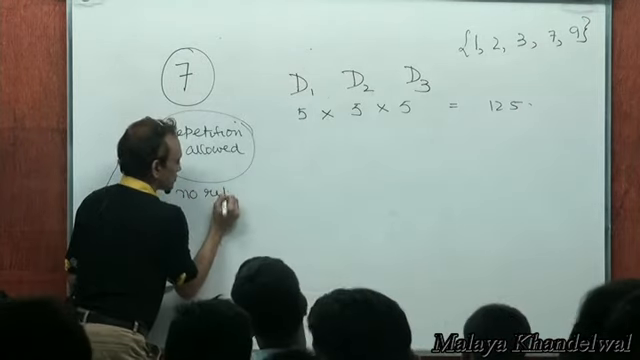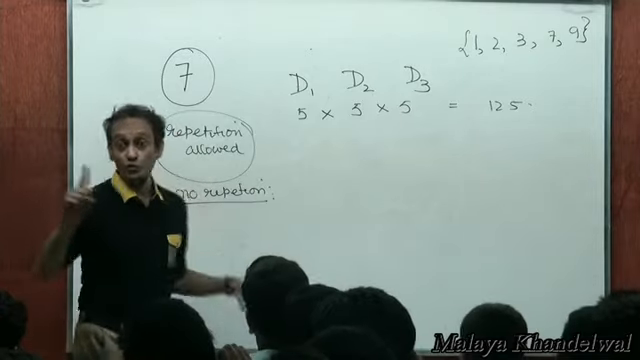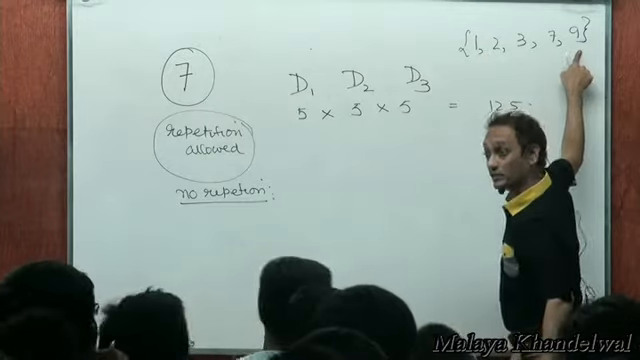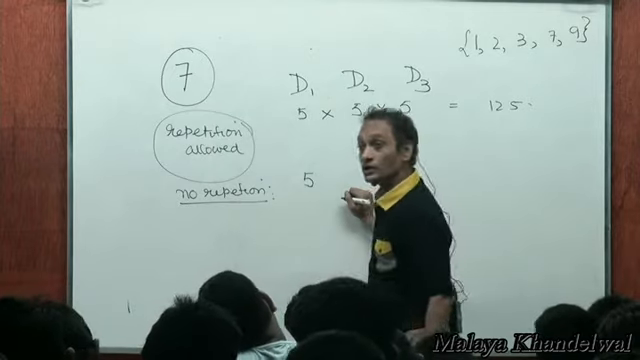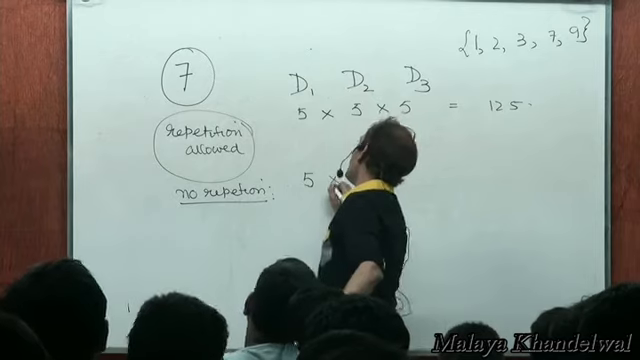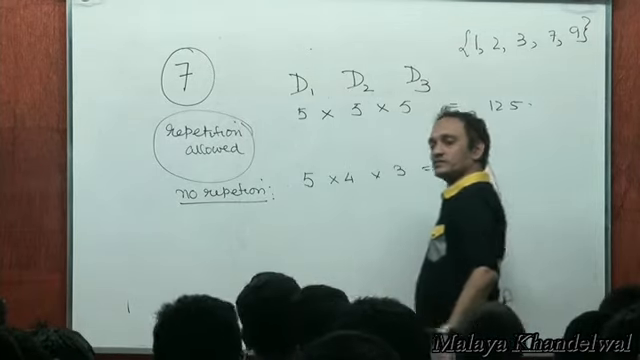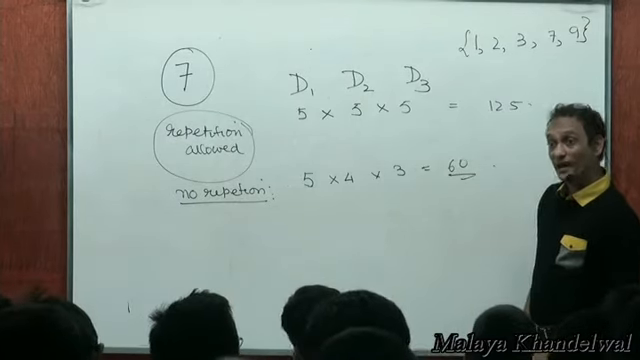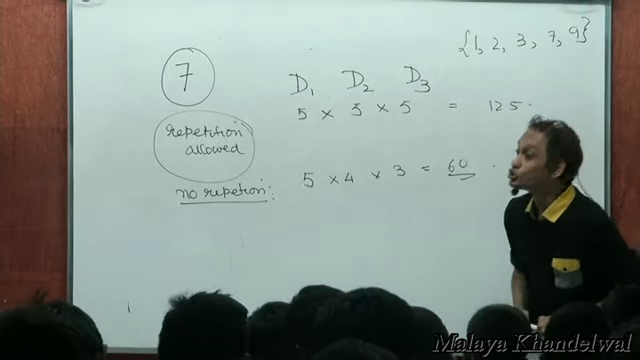No repetition. That means D1, D2, D3 ought to be distinct. There is only 1 copy of each of these available. So the first space, D1 could be filled up in 5 ways, leaving me with 1 digit less for D2. So D2 could be filled up in 4 ways, D3 in 3 ways, 60 ways. Repetition not allowed would give me 60 ways of creating 3-digit numbers in which digits don't repeat.